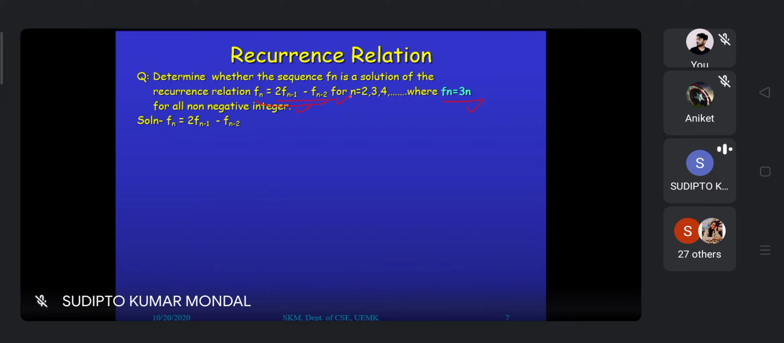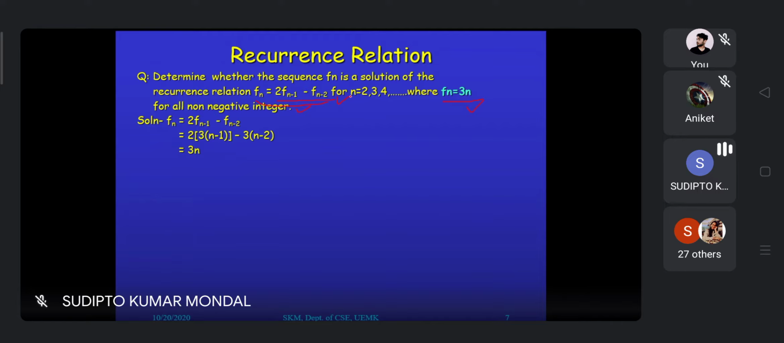So those values we can put in terms of Fn minus 1 and Fn minus 2, because it is given that if Fn equals 3n is the solution, then Fn minus 1 should be 3n minus 1 and Fn minus 2 should be 3n minus 2. We simply put those values, and we are getting 3n, so it is matching with the solution. This confirms that yes, the given solution is a correct solution of the given recurrence relation.